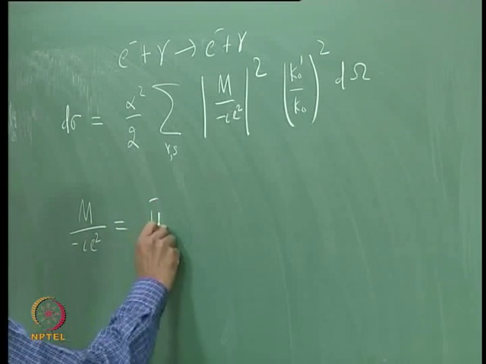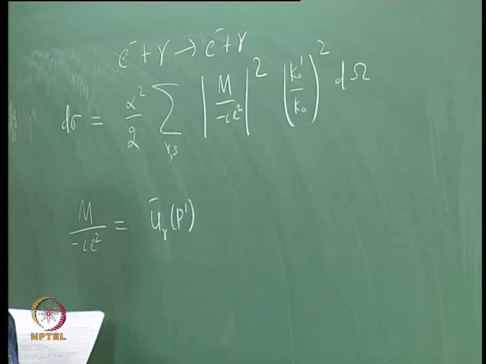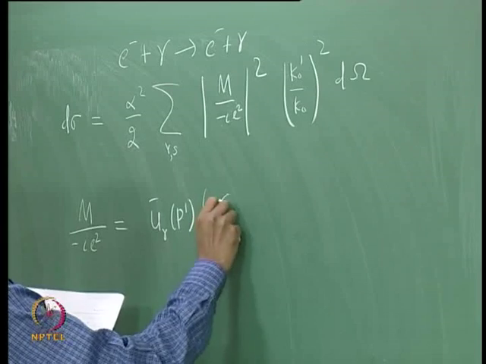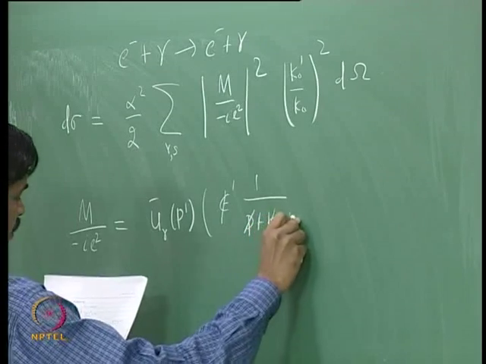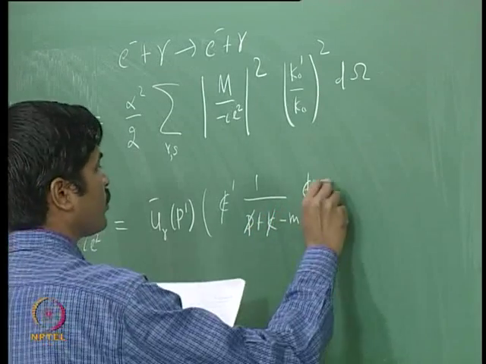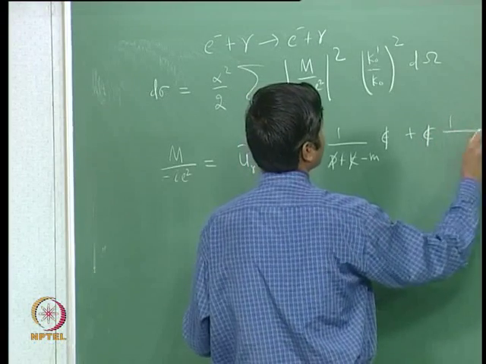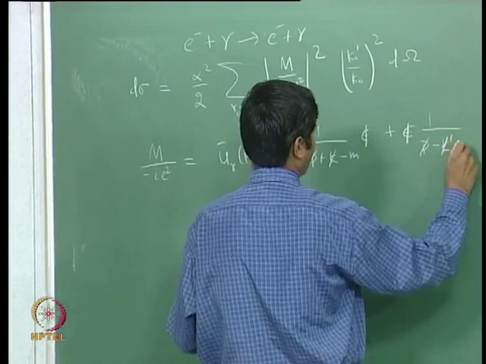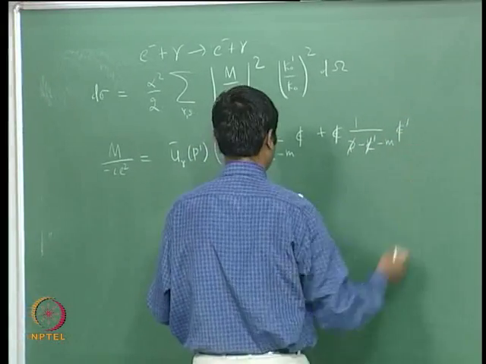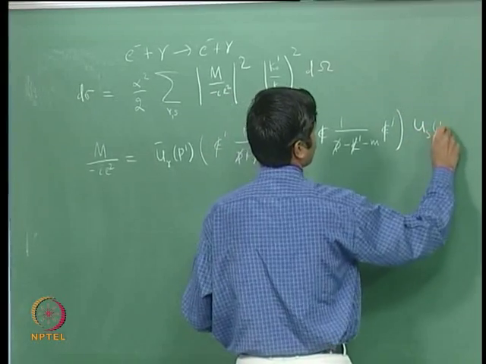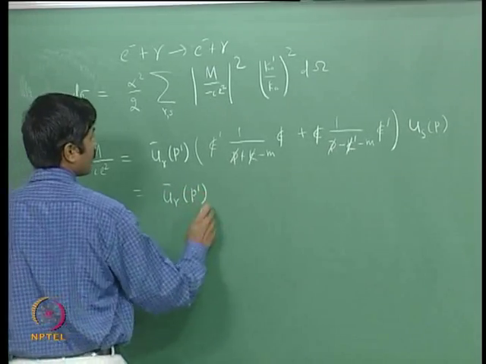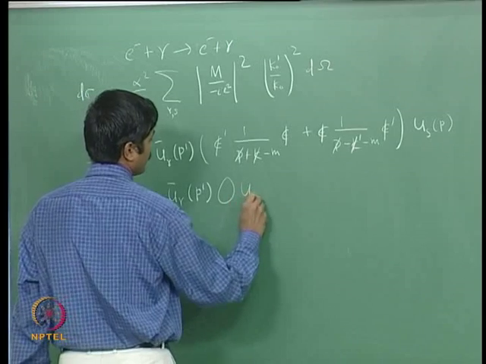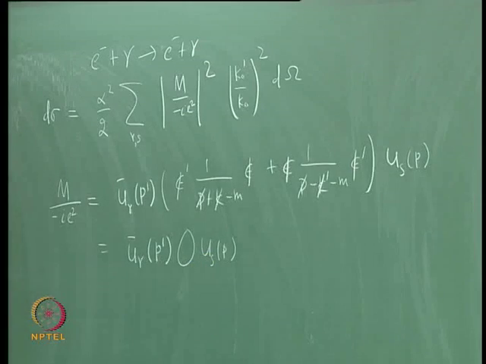is given by ū_r(p') [ε' slash 1 over (p slash plus k slash minus m) ε slash plus ε slash 1 over (p slash minus k' slash minus m) ε' slash] u_s(p), which is of this form ū_r(p') times some operator times u_s(p). What we are interested in is the mod square of this, summed over r, s.